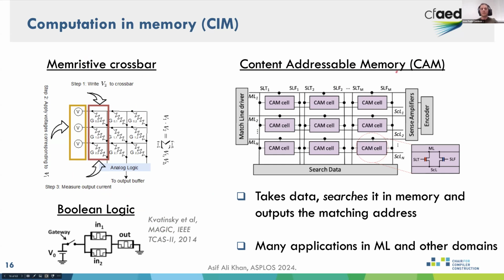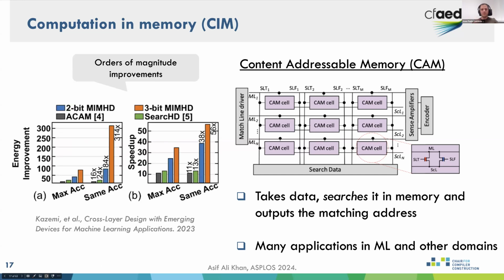So different from memristive crossbars and Boolean logic, content addressable memory can do some associative processing by taking the data and then finding the address of where the data is in the memory. So basically, it works as a backward memory where you have to provide your data and you get the location. There are many machine learning applications that can leverage this behavior, and some other domains like associative processors, automata processors, and even for implementing logic in memory.